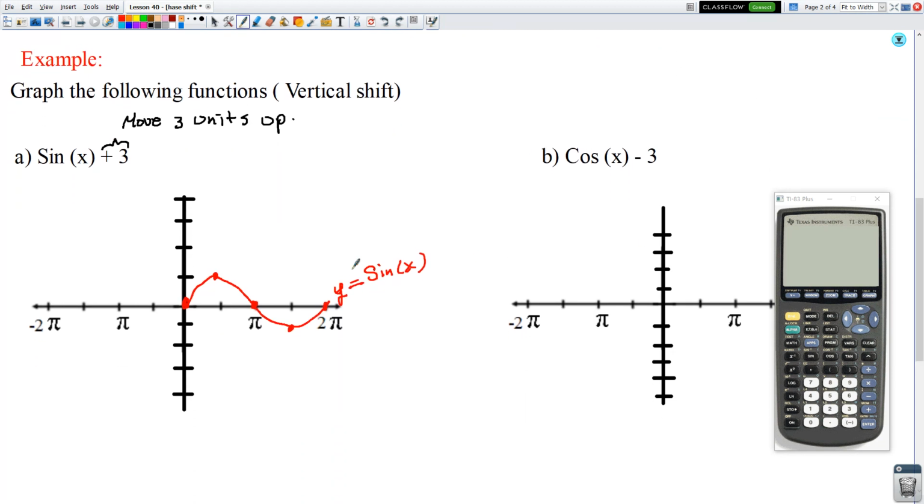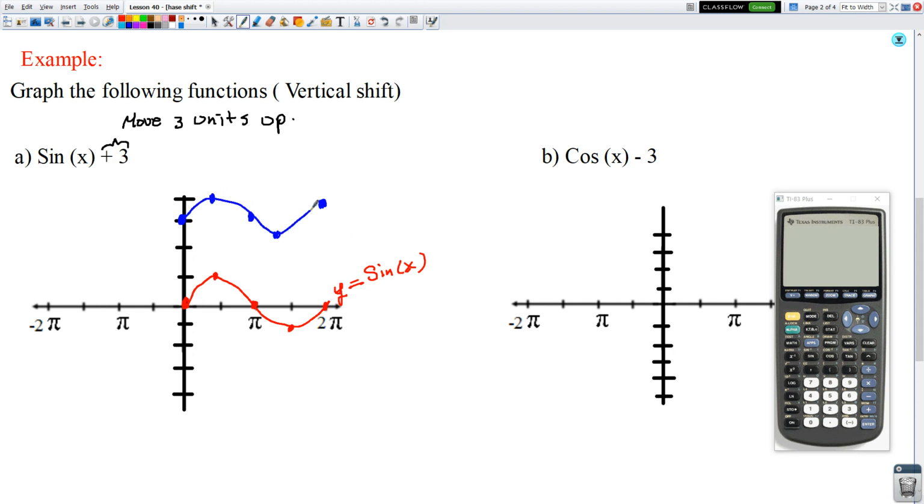So what do you do? You get the points that we have from sine of x, and you just move them 3 units up. This point is on sine of x. If I want to graph sine of x plus 3, just move it up 3 units: 1, 2, 3, and there it is. You get the next point, move it 3 units up, 1, 2, 3, and there it is. Same with this point, 3 up, 1, 2, 3. Then you get this last point and you move it up, 1, 2, 3. All right.